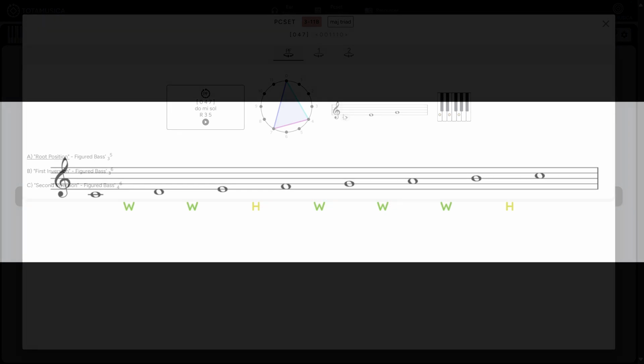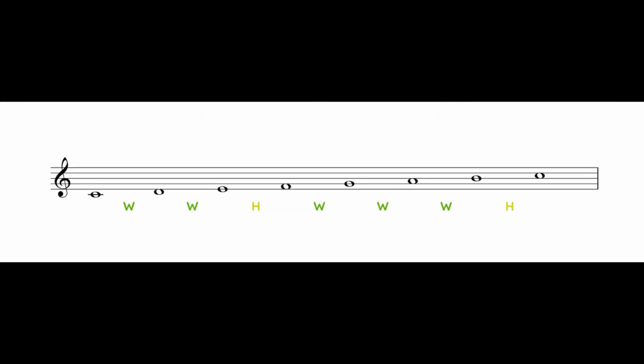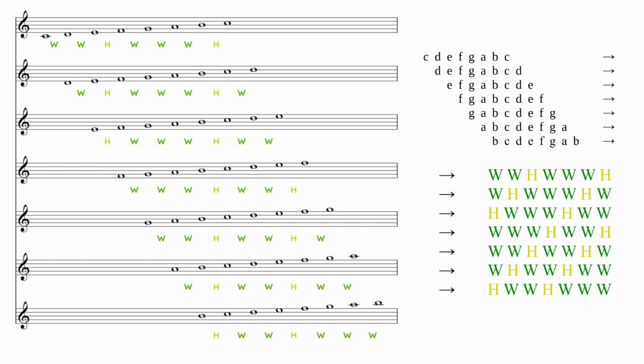A clear example is given by the so-called modes of the major scale that follows. The major scale has the structure of successive steps: whole step, half step, whole step, whole step, whole step, half step. If we write the C major scale, we have C, D, E, F, G, A, B, C. The rotation of the scale is shown graphically in this clear sequence.